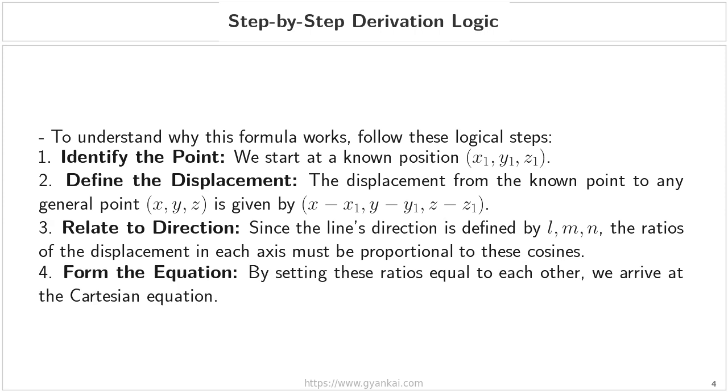Finally, we form the equation. By setting these three equal ratios, the x ratio, the y ratio, and the z ratio, equal to one another, we arrive exactly at the Cartesian equation we saw earlier. If you can visualize this movement from a fixed point along a specific angular path, the formula will make much more sense. In the next slide, I'll give you a real-world analogy involving a laser pointer to help solidify this concept.